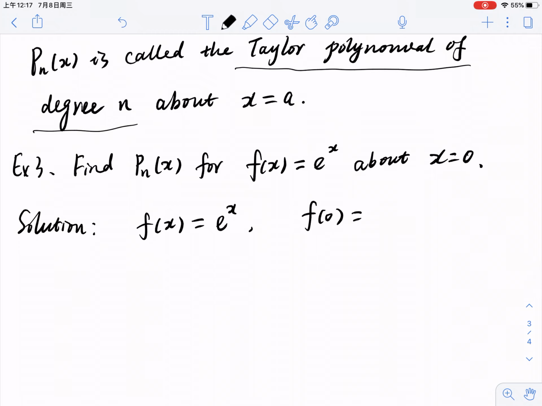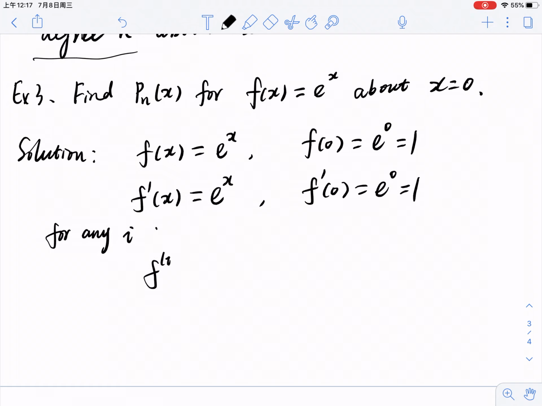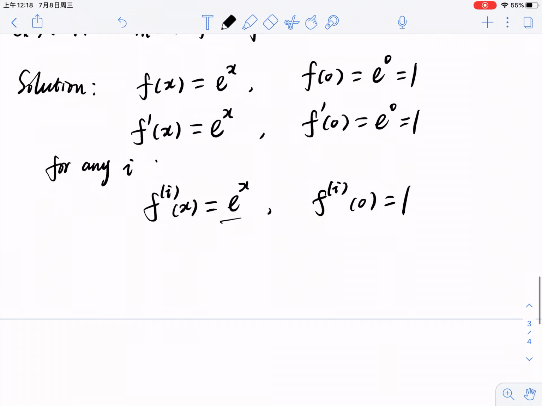f(0) is e to 0, this is 1. f'(x) is itself, so the derivative at 0 is e to 0, which is 1. We know, in fact, for any i, the ith derivative of the function e to x is still itself. So the ith derivative at 0 is still 1. So any order of the derivative of the exponential function is itself.